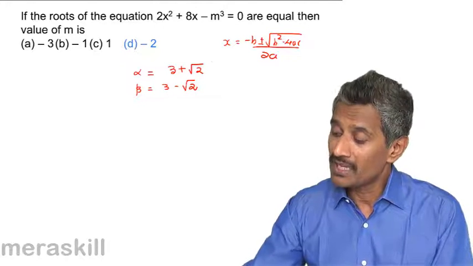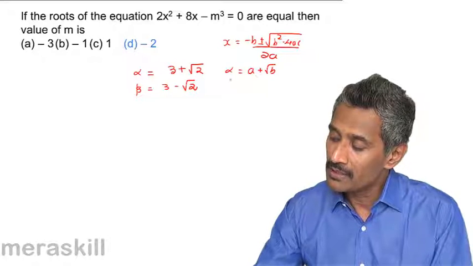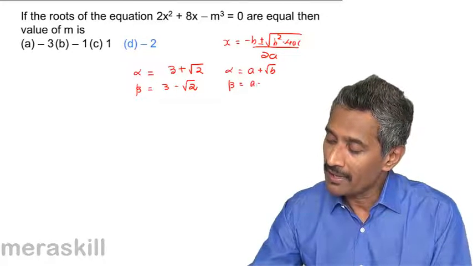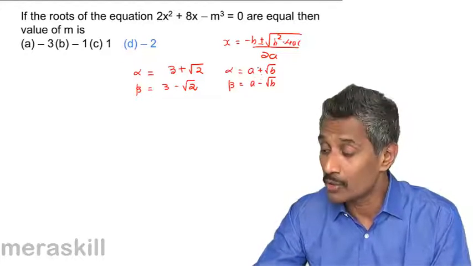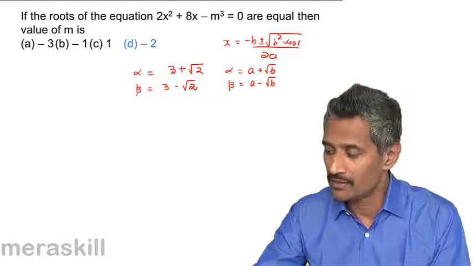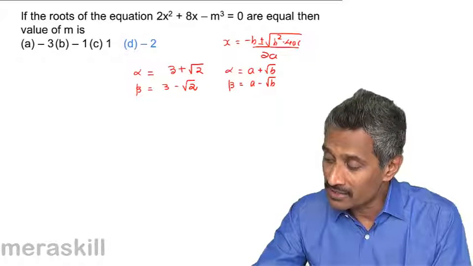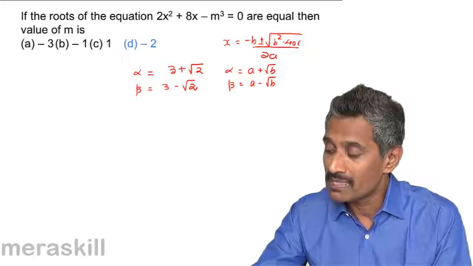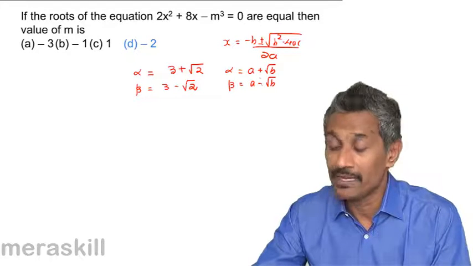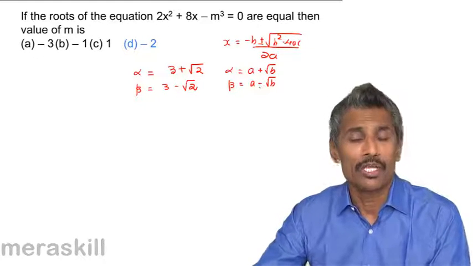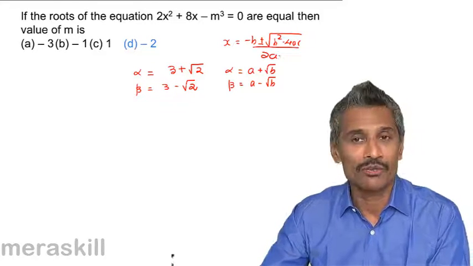So remember, if alpha is equal to a plus root b, beta is bound to be a minus root b. In other words, we say that these roots are quadratic conjugates of each other. The rational part is the same, and the irrational part is also the same, but the sign before the irrational part will become the opposite. Then we say alpha and beta are conjugates of each other. So for any quadratic equation, the roots are bound to be conjugates of each other.